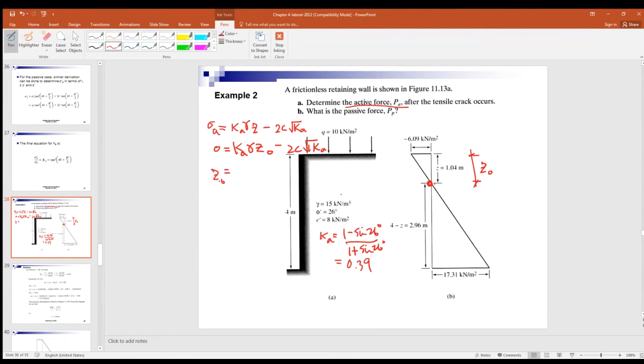So in other words, Z naught equals what? 2c, c is equal to 8, right? Times square root of 0.39, over Ka 0.39 and gamma 15, okay? So you got 1.04 meters.